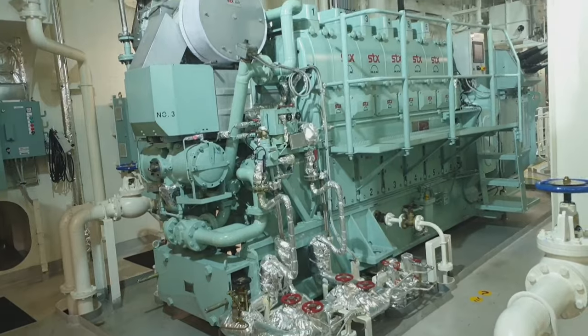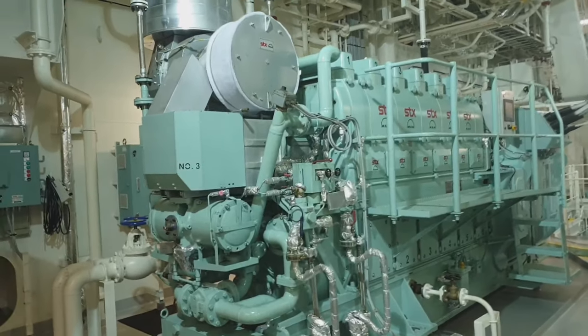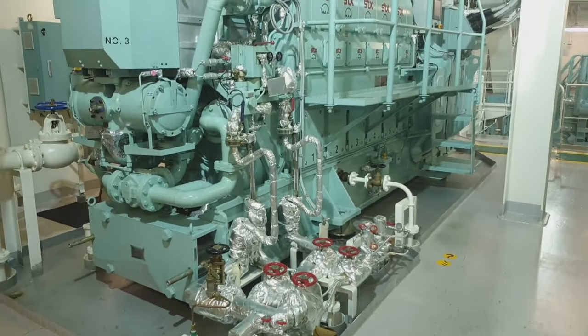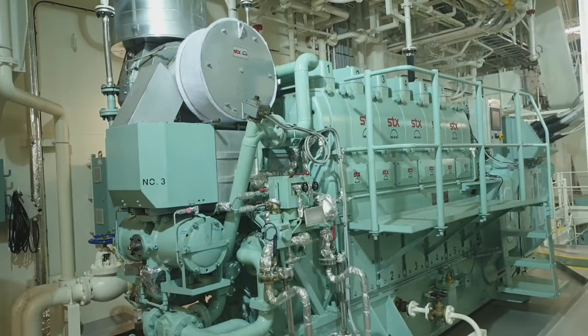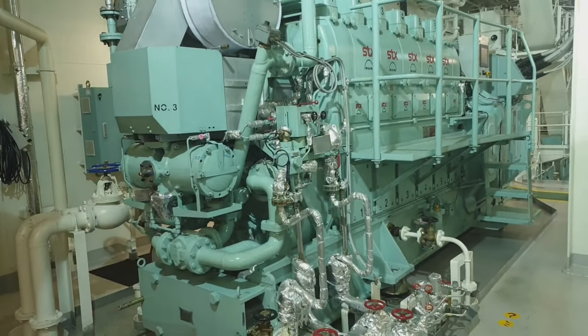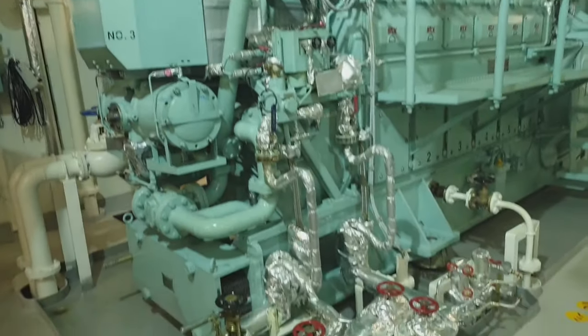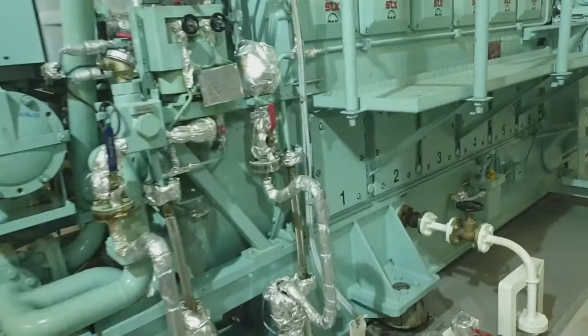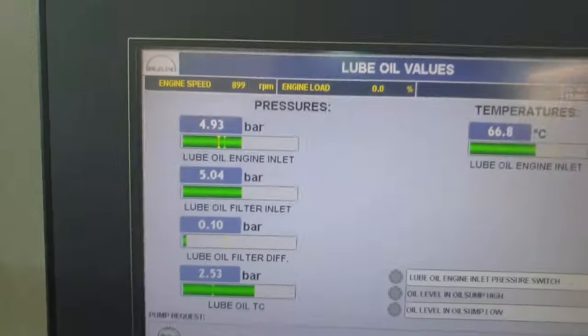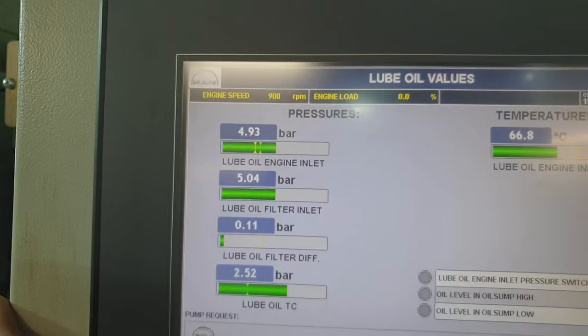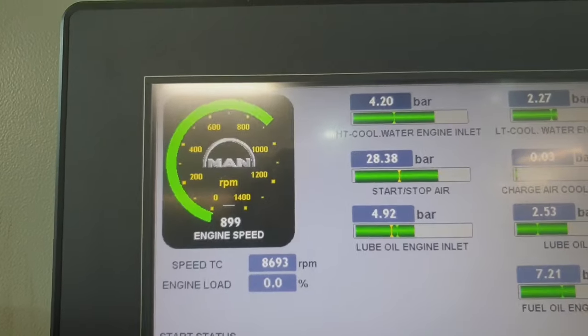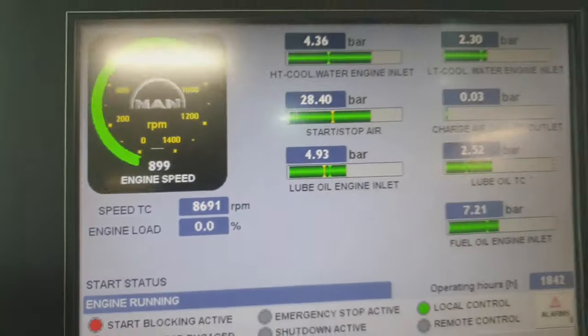For today's video, I will show you what are the basic parts of a generator engine. First, let us know what a generator is. It is a machinery which converts mechanical energy into electrical energy. This is the STX MAN generator. This is the local control unit of the generator, guys.